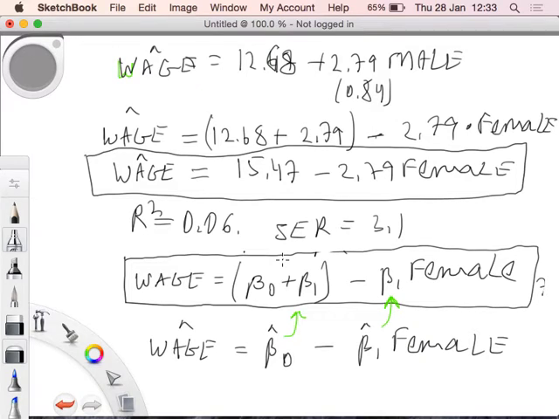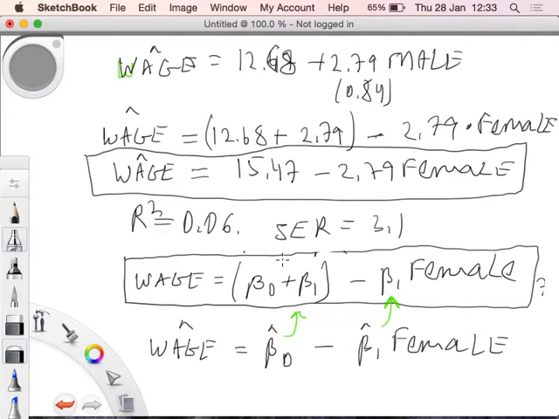That's because we didn't change the data, did we? We still have the same observations. We still have the same people. 250 of them are males and 280 are females. And whether you run it by coding the binary variable differently or not, it will be the same estimate. You're dealing with the same data, so R squared won't change, and SER won't change.